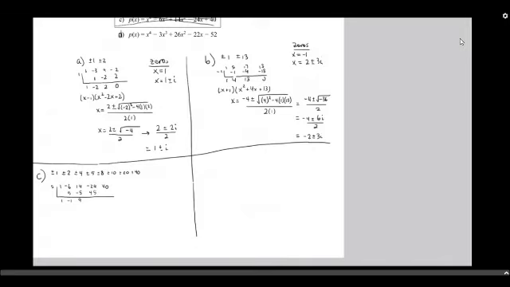Let's do part D there, our possible rational zeros are 1, 2, 4, 13, 26, and 52. So let's try +1.